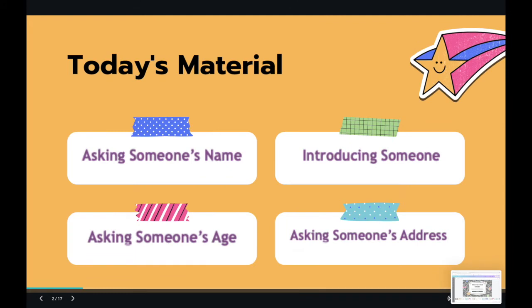Today's materials are asking someone's name, introducing someone, asking someone's age, and asking someone's address. So actually, what are those? We're going to know more on the next slide. Kita akan tahu apa sih empat itu di slide selanjutnya.